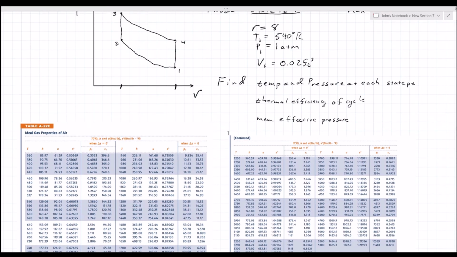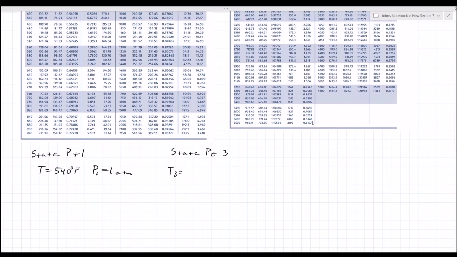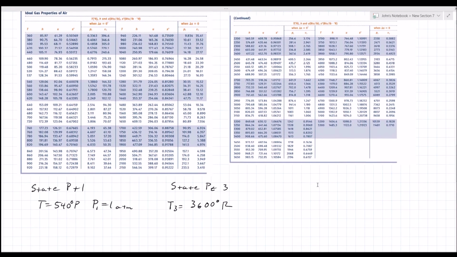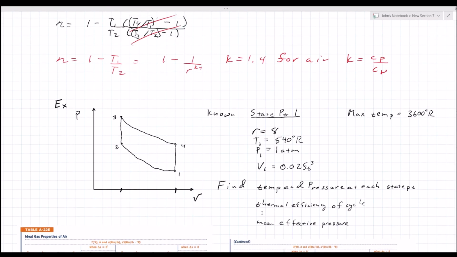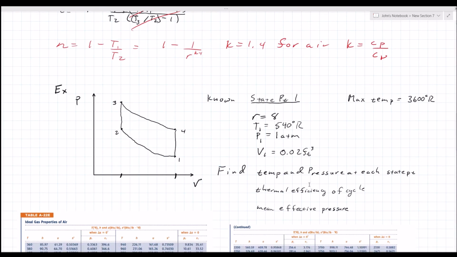Well, state point 3, I'm given a temperature of T3 is equal to what? 3600 degrees Rankine. Well, go here. I don't know my pressure because I'm given PR, but I know VR. And why am I using VR? Well, recall, this says, I didn't write it here.